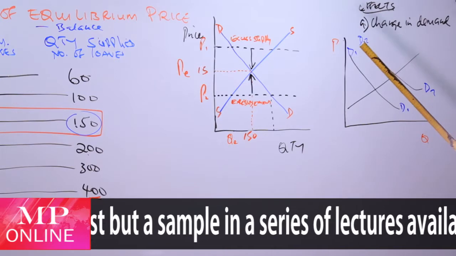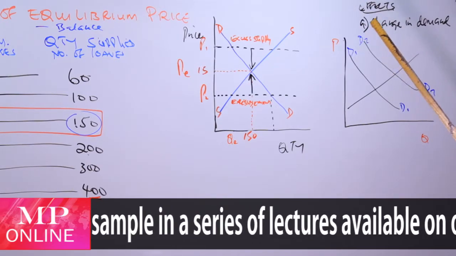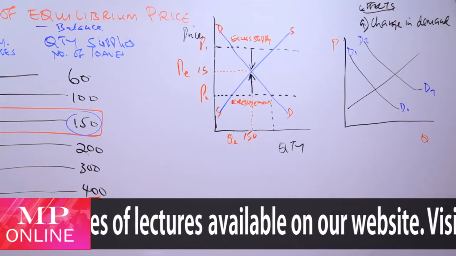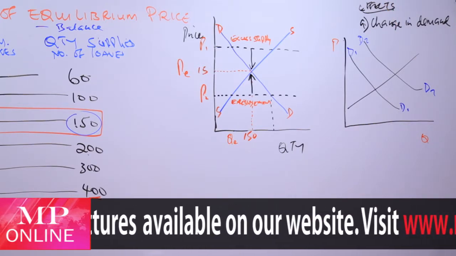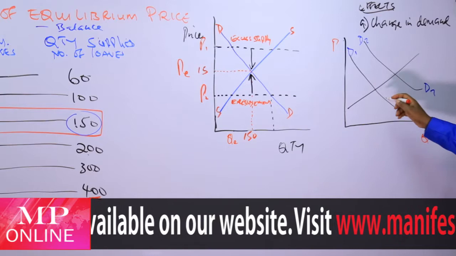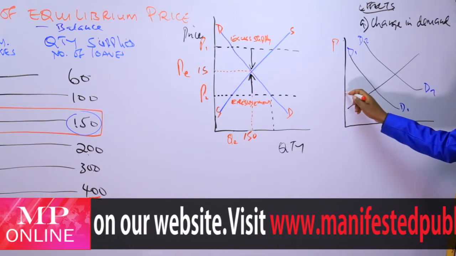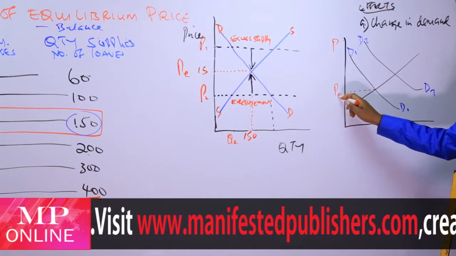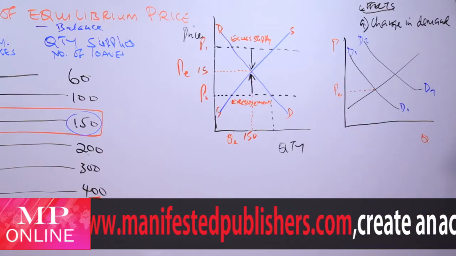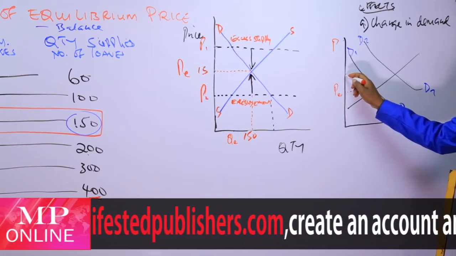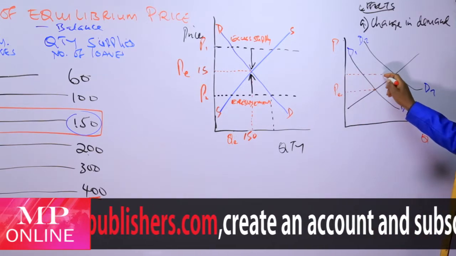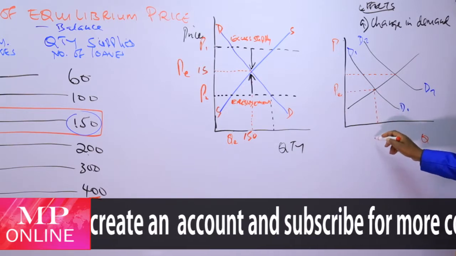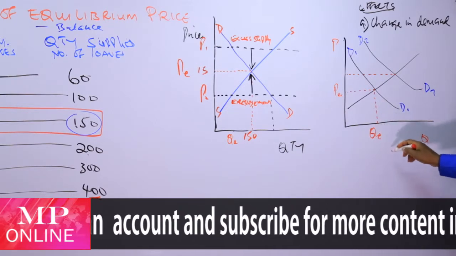with the effect that the equilibrium price and the equilibrium quantity change from this initial P1, so it has changed, so that the equilibrium quantity has changed.